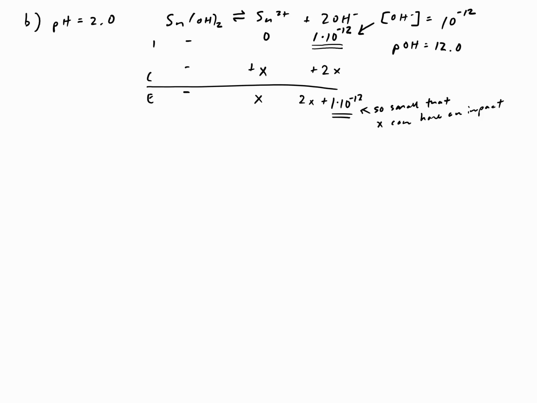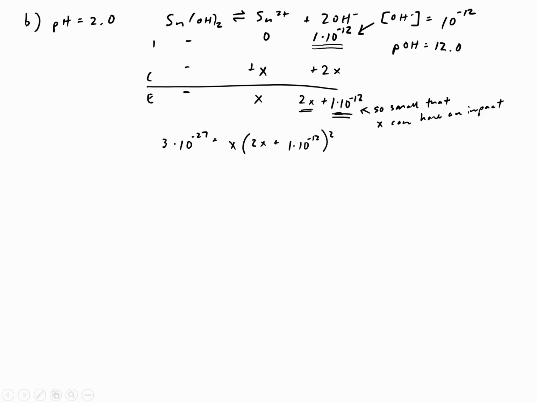I can tell just because it's so small. So our KSP is not small enough. It's actually big enough to affect this number here. So let me reduce this problem to this. I end up getting 3 times 10 to the negative 27th equals x times (2x plus 1 times 10 to the negative 12th) squared.